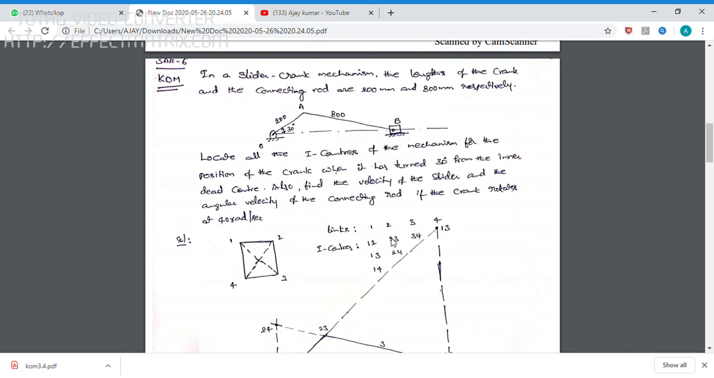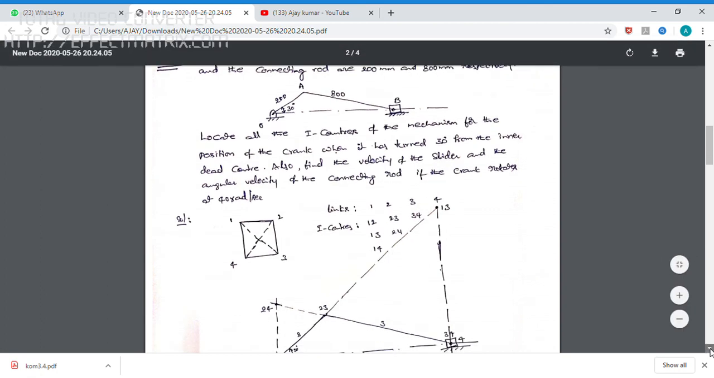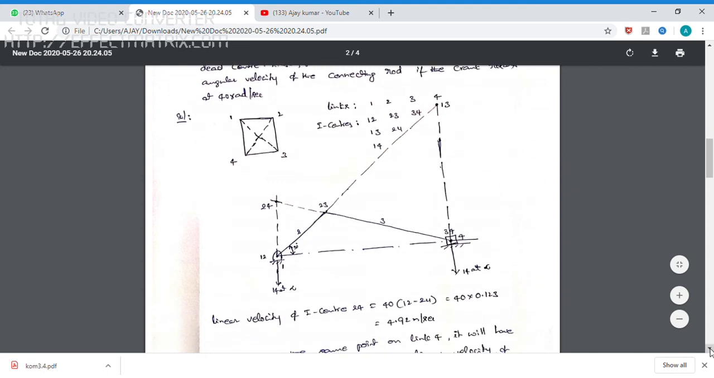Total how many instantaneous centers are there? Six. You may write that formula: the number of instantaneous centers N is equal to n into n minus 1 by 2. If you write that relation, we will get the number of instantaneous centers as 6. Now we have to identify these six instantaneous centers. Now I have constructed that diagram.